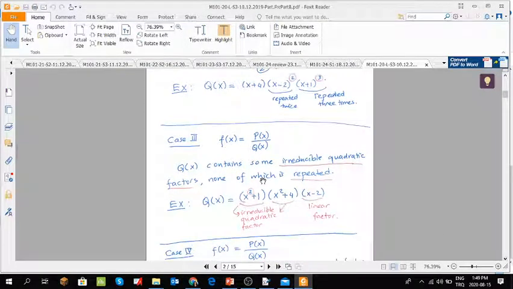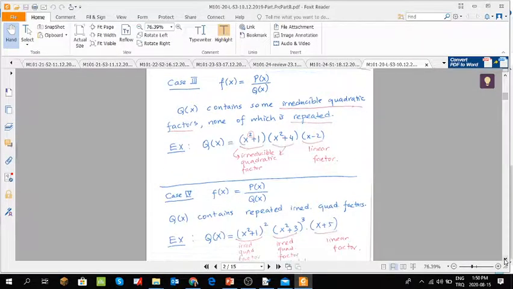Case 3, p over q, where q contains some irreducible quadratic factors, none of which is repeated. For example, x squared plus 1 is an irreducible factor. You cannot reduce it to linear factors. x squared plus 4 is also an irreducible quadratic factor. But on the other hand, x minus 2 is a linear factor. So how would you do?